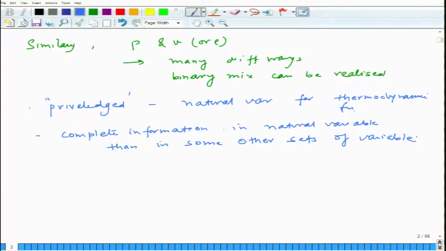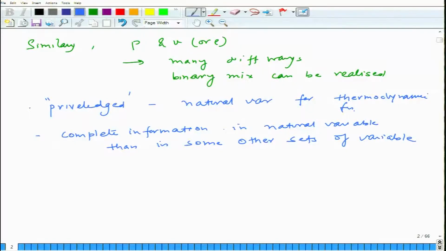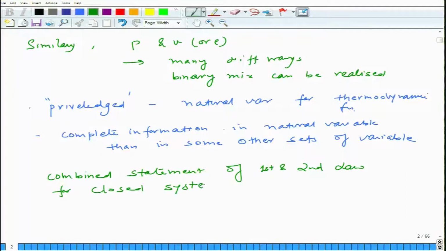Now, in order to understand this, let us consider the simple first law and second law, which we will combine. So, if we combine the statement of first and second law for a closed system, we are going to consider the equilibrium condition. In that case you have nothing but dU as TdS minus PdV. If you look at this equation, it is very clear that S and V are the natural variables for the function U, good enough to express the changes in U.